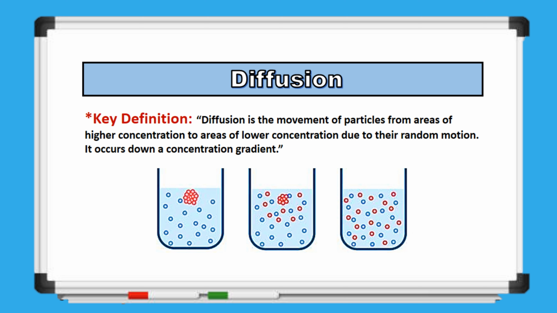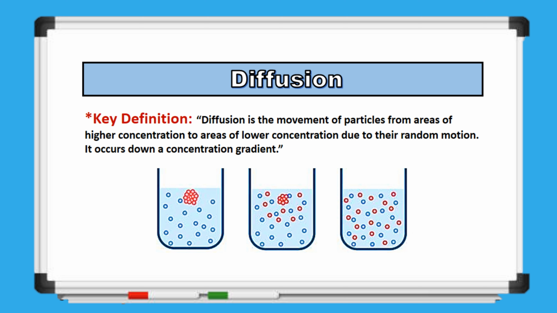Now, if you look at the diagrams here, you'll see how this works. In the first image, most particles are clumped together on one side. As time passes, they start spreading out, moving to areas where there are fewer particles. By the final image, the particles are evenly distributed across the container. That's diffusion in action. It's a simple concept, but it's a key process in both biology and chemistry, so make sure you understand it well.